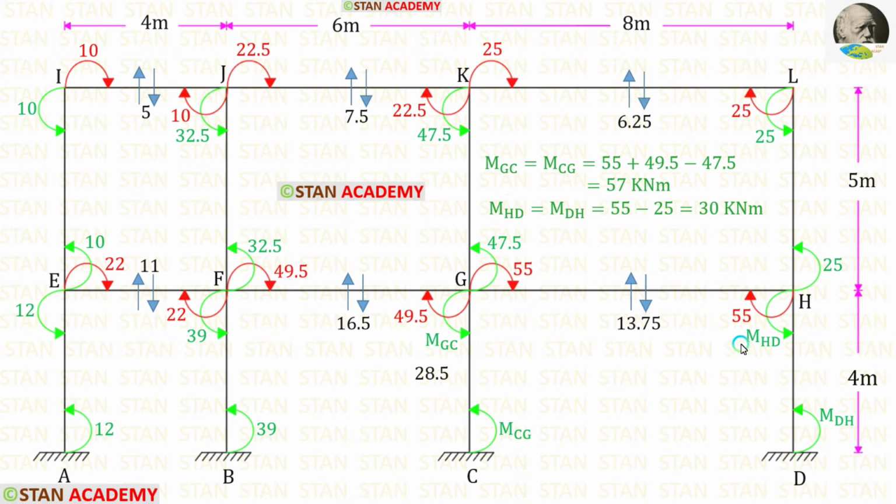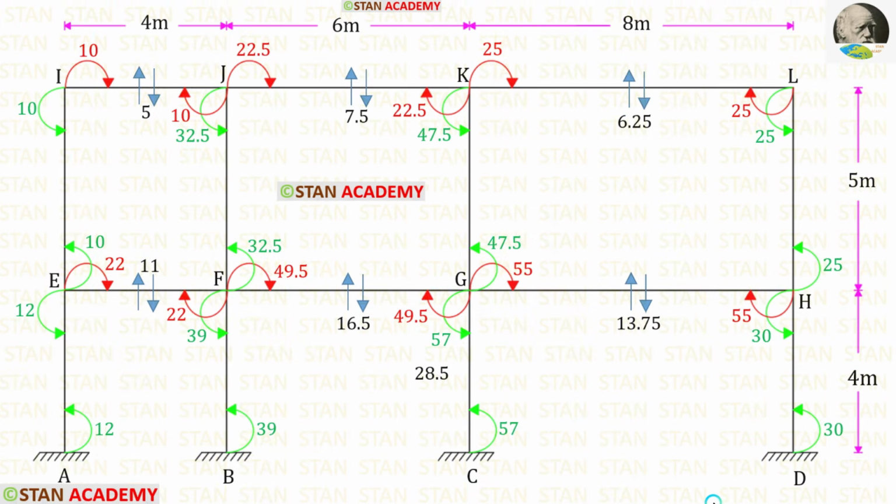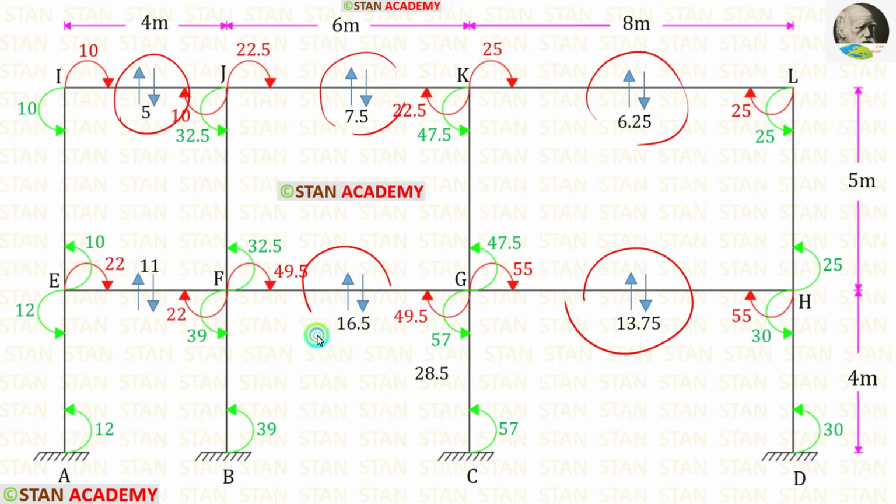Now let us find MHD. For that we have to subtract this moment from this moment. When we do that, we are getting 30. We know that MHD and MDH are the same. In this frame, we have calculated all of the moments. We have calculated the shear forces in the beams.